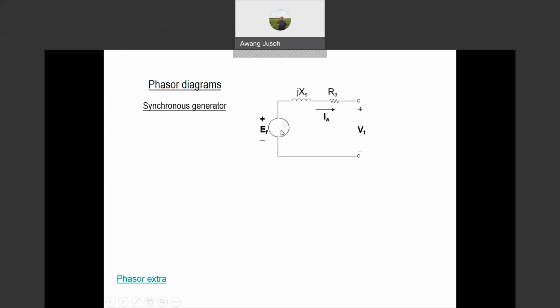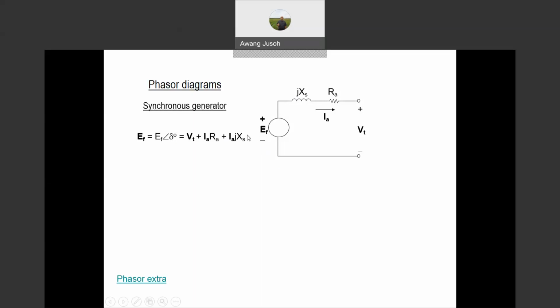So for this synchronous generator, we have EF and IA flowing. If we see this diagram, you can write down the equation now, using Kirchhoff's law. EF, or EF angle delta, where delta stands for the power angle, equals V terminal, which is our reference, plus the drop across jXS, which is IA jXS, plus the drop across RA, IA RA. So that's it. Delta is what you call the power angle.